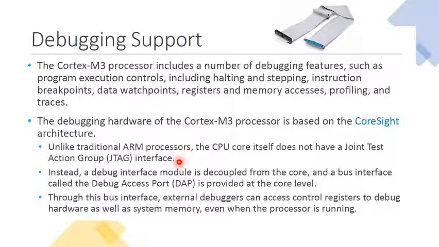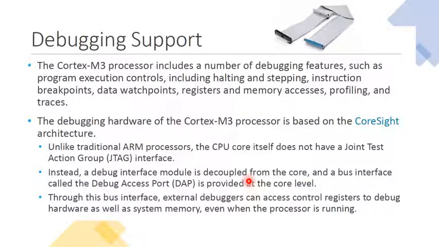If you observe, in the previous slide we had a diagram like this. That was the JTAG. And this picture is called the bus, which is usually used to provide the connection between the processor and the interfacing device. Now what is the available option? Instead of JTAG, a debug interface module is decoupled from the core.